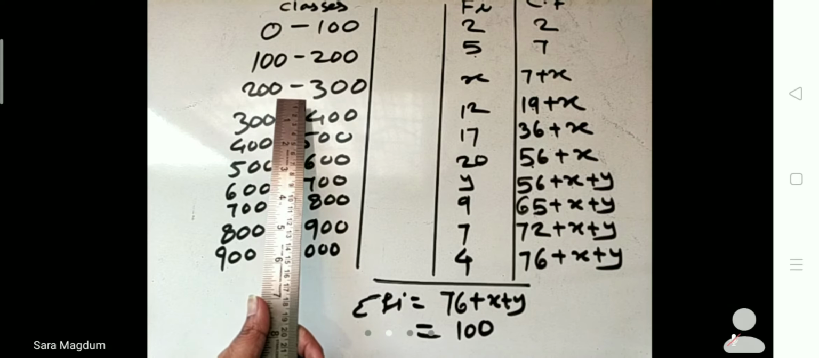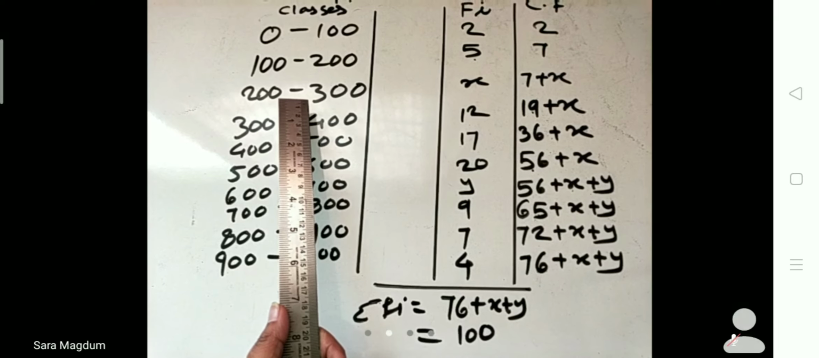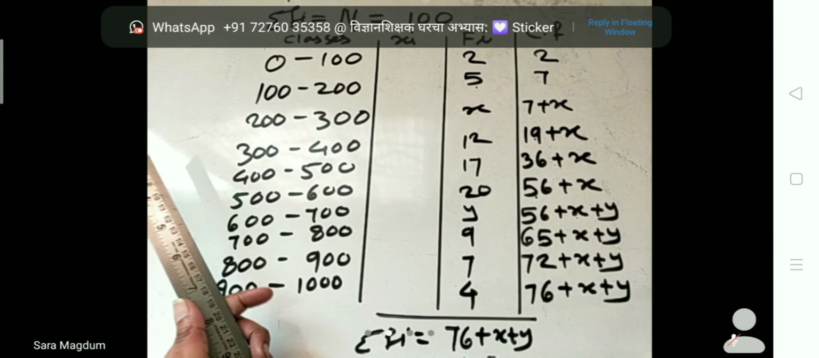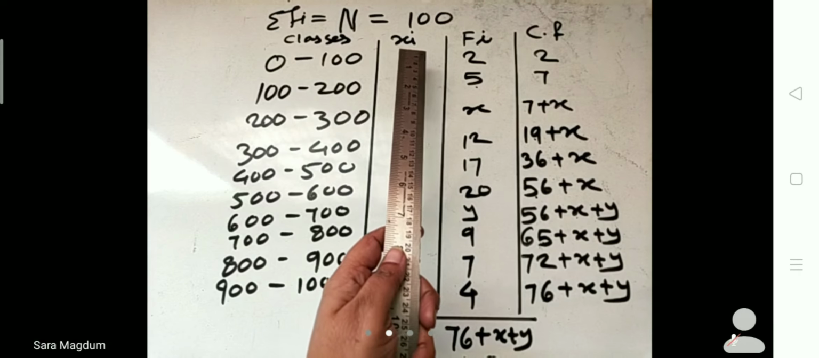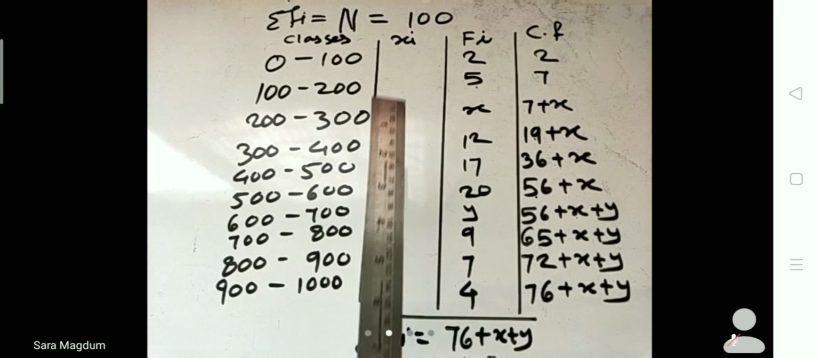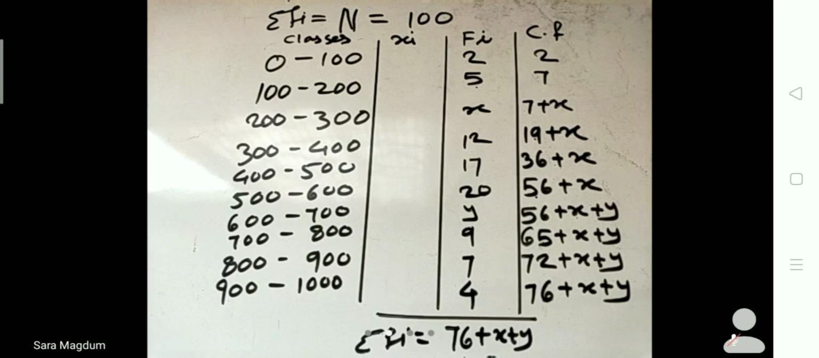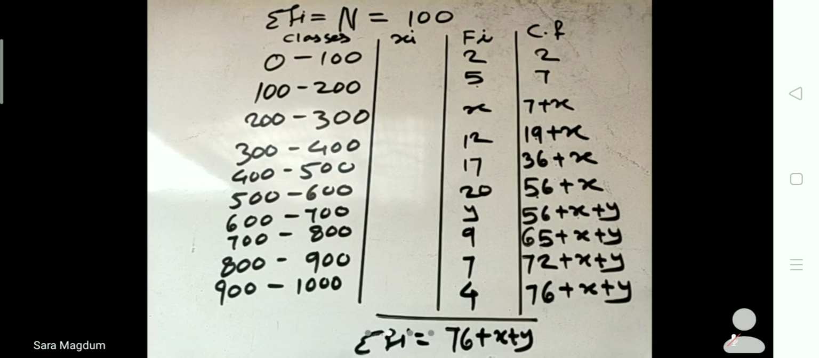Classes we have already written. Do we need to find xi, the class marks? If mean is asked, then only we need to find class marks. So we are not going to find this column. Keep it empty, you don't have to find it right now. If you had to find the mean, then the xi column would be required. But right now we are only going for the formula of median.